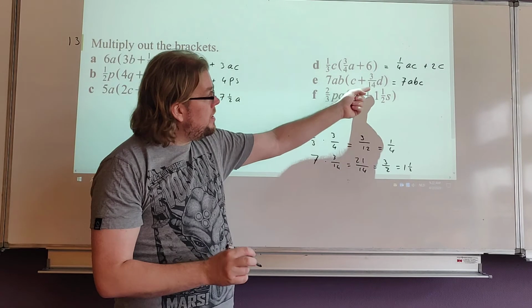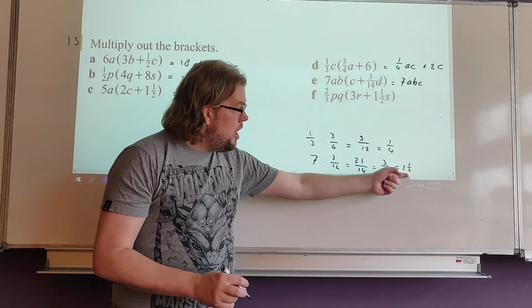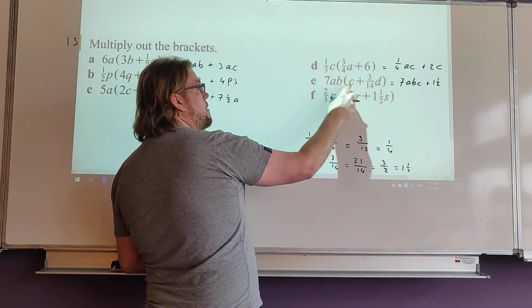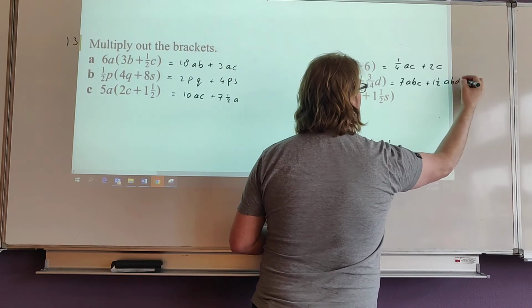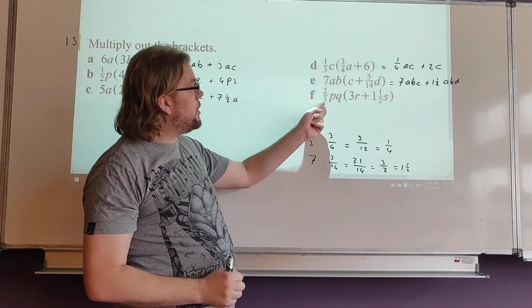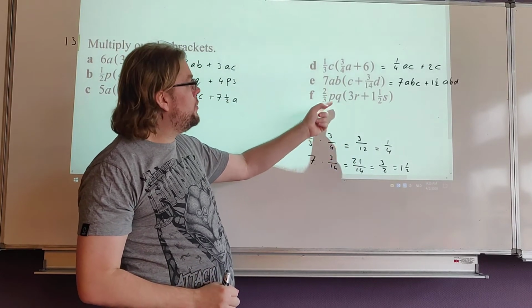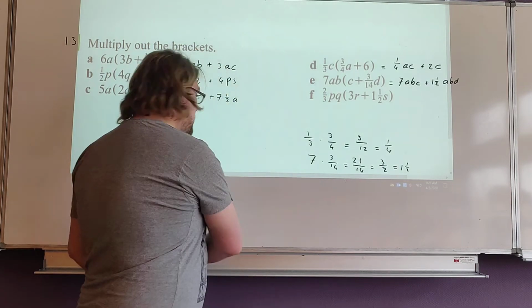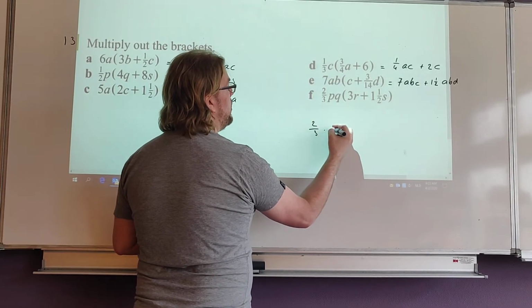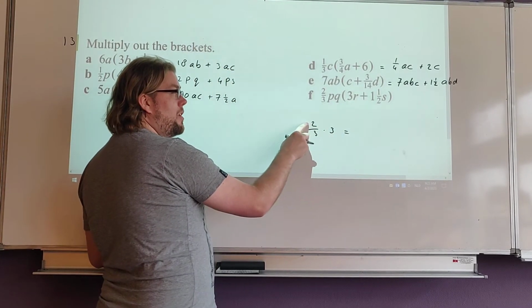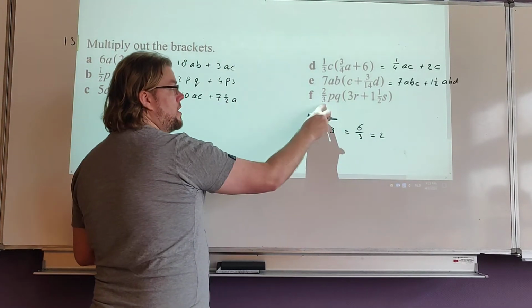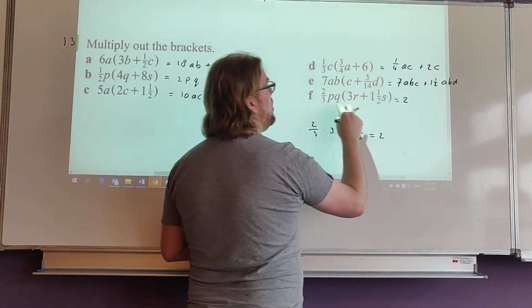So 7ab times 3/14, there's actually 1.5, so plus 1.5. And then we have the letters a, b, d. So a, b, d. Moving on to the last one. Here you have 2/3 pq times 3r. So you have to do 2/3 times 3. Right? Now if you want to work out what that is, then we do 2/3 times 3. So you have to multiply this number with the numerator, with the top one. So that's 6 over 3. So that's 2. So this is going to be 2. So that's 2pqr.